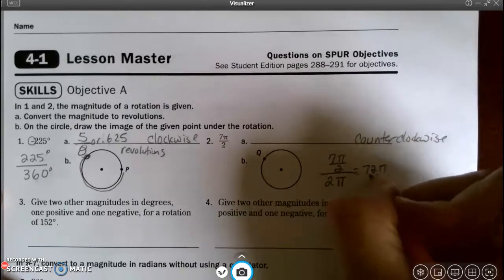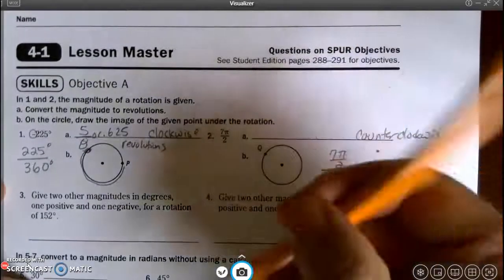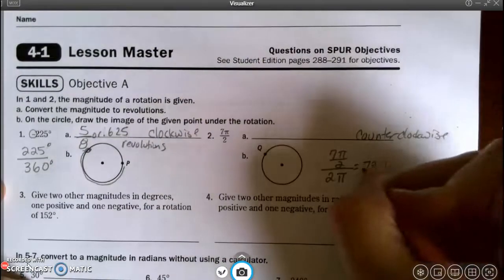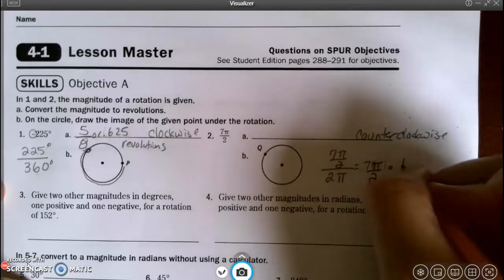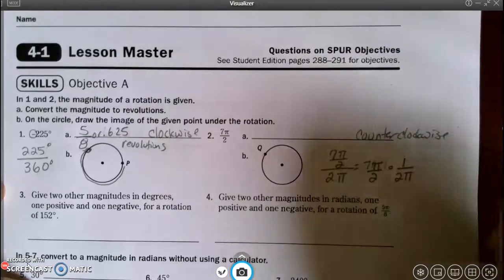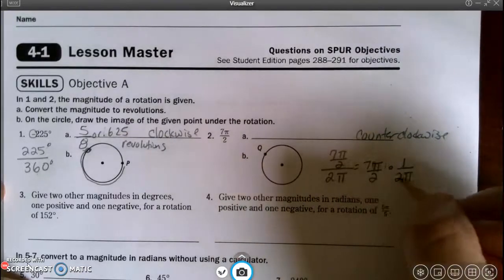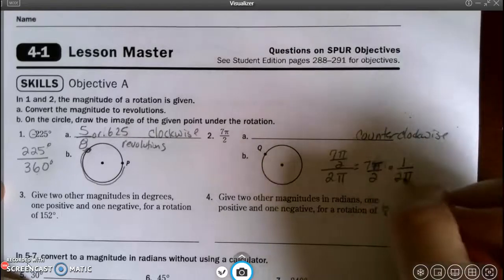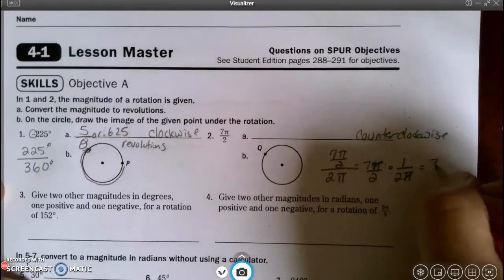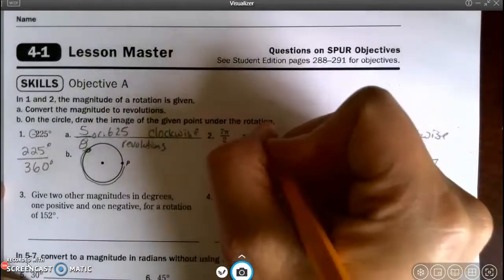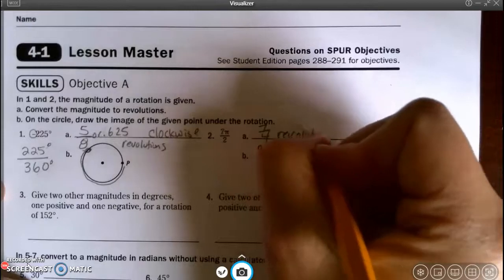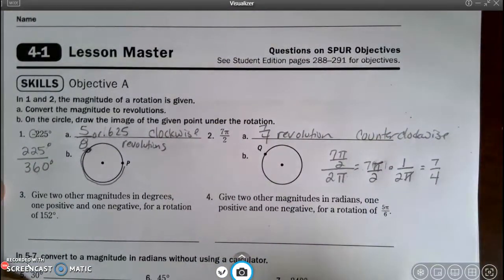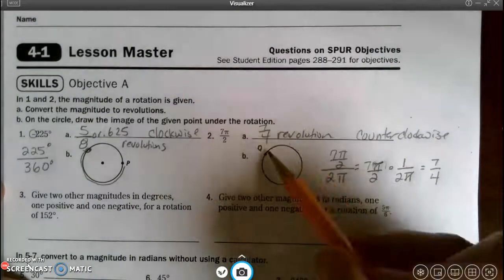And in order to divide by 2 pi, I'm going to multiply by 1 over 2 pi, because to divide is to multiply by the reciprocal. The pi's cancel, and I get 7/4. So 7/4 revolution counterclockwise.